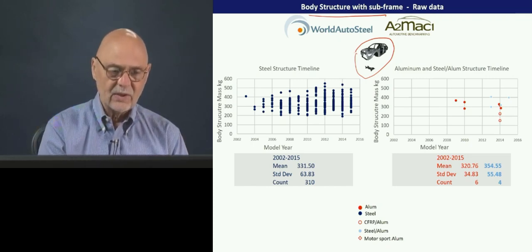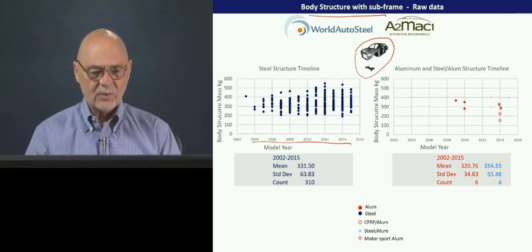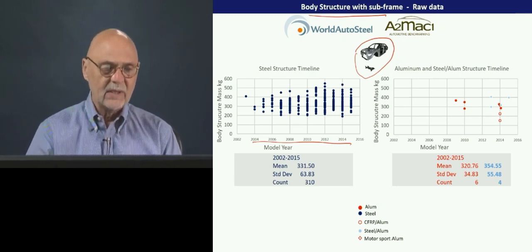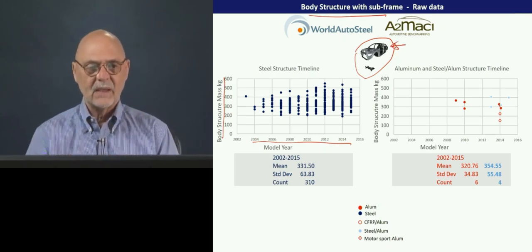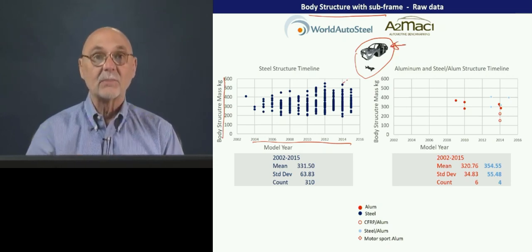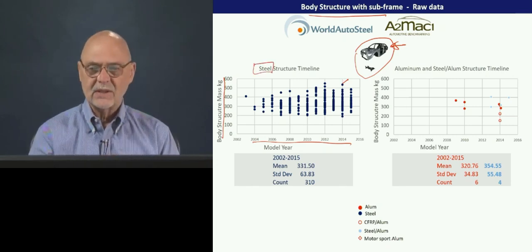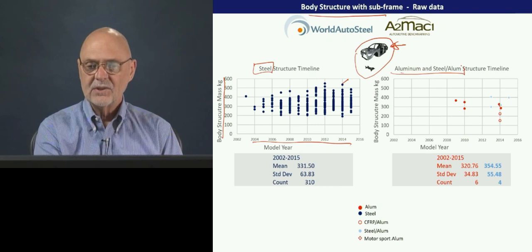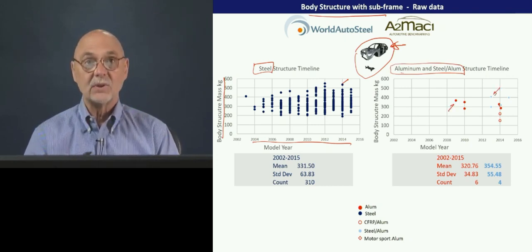And what we're looking at here, and just kind of arbitrarily separated this information with respect to model year, is the body structure mass, the mass of this system. And each one of these dots is a particular vehicle. So on this side we're looking at steel. On this side we're looking either at all aluminum, the red, or mixed materials.